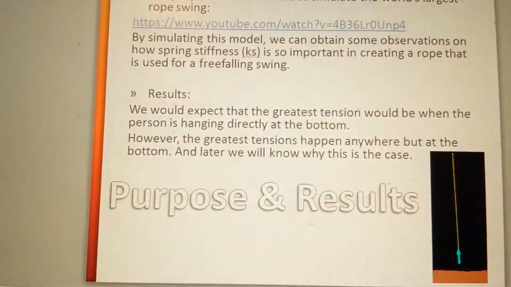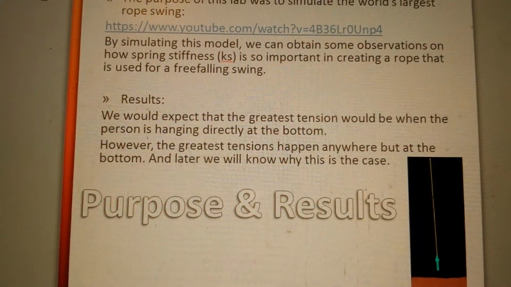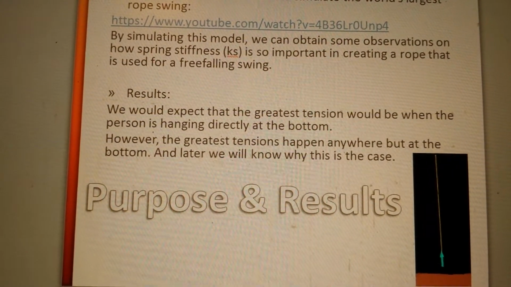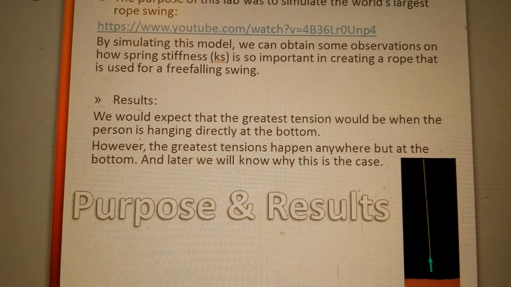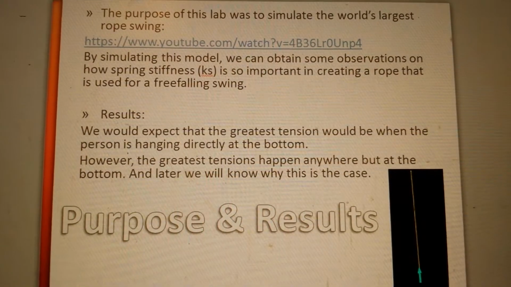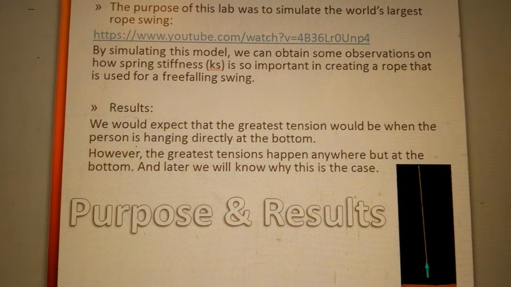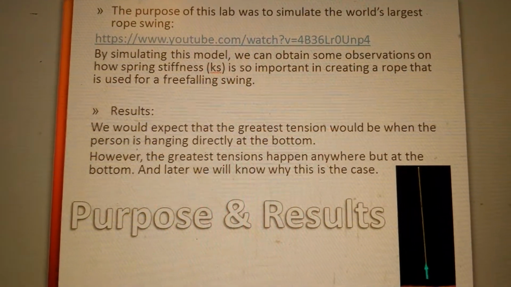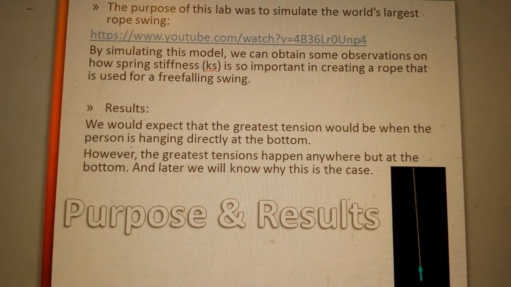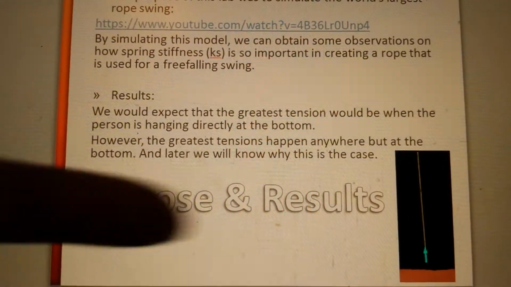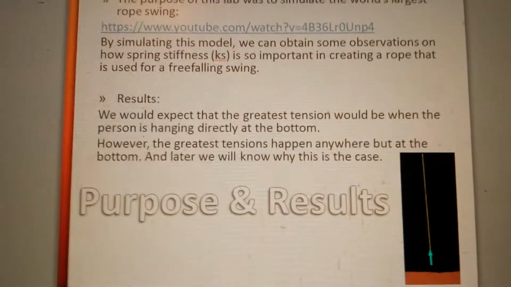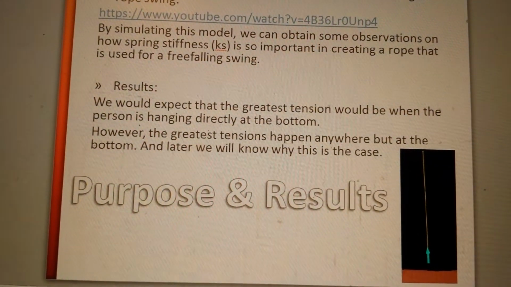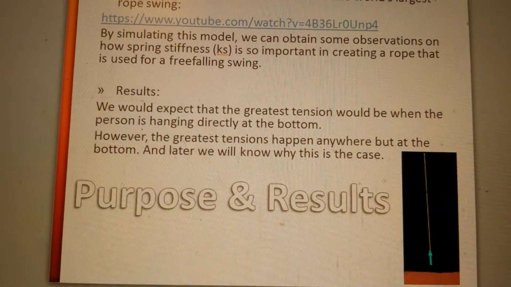Wow, doesn't that seem like fun? And so we try to simulate this model in order to obtain some observations on how spring stiffness is so important in creating a rope that is used for a free-falling swing. We would expect that the greatest tension would be when the person is hanging directly at the bottom, as shown in this picture here. However, the greatest tensions happen anywhere but at the bottom, and later we will know why this is the case.